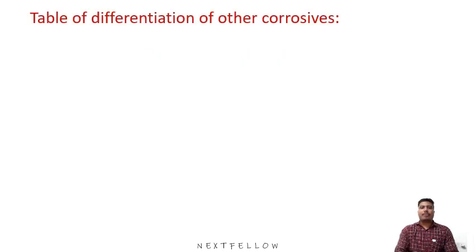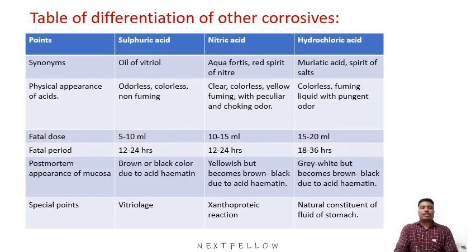Now we will discuss the table of differentiation of the other corrosives. The first point is synonym. Synonym of sulfuric acid is oil of vitriol. Nitric acid is aqua fortis or red spirit of nitre. And the synonym of hydrochloric acid is muriatic acid or spirit of salts.